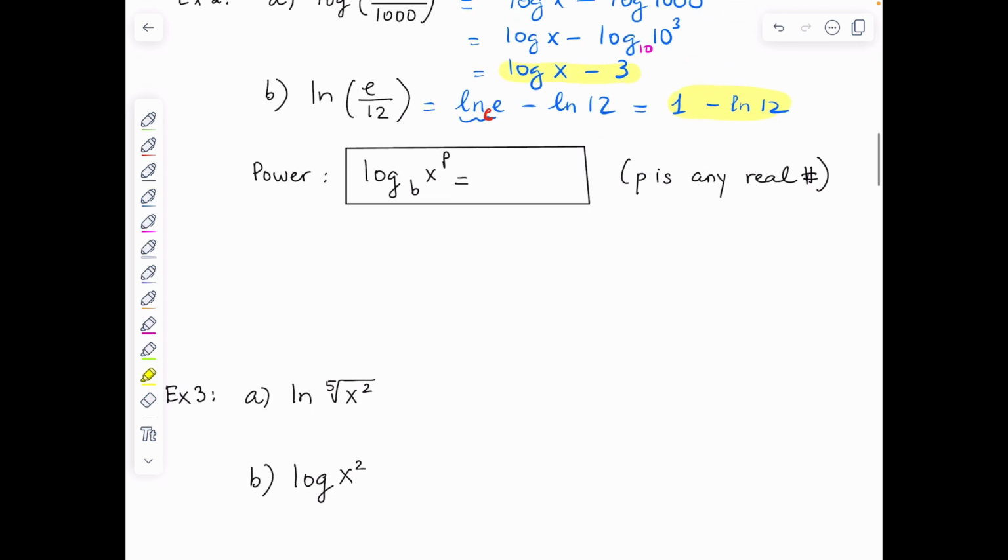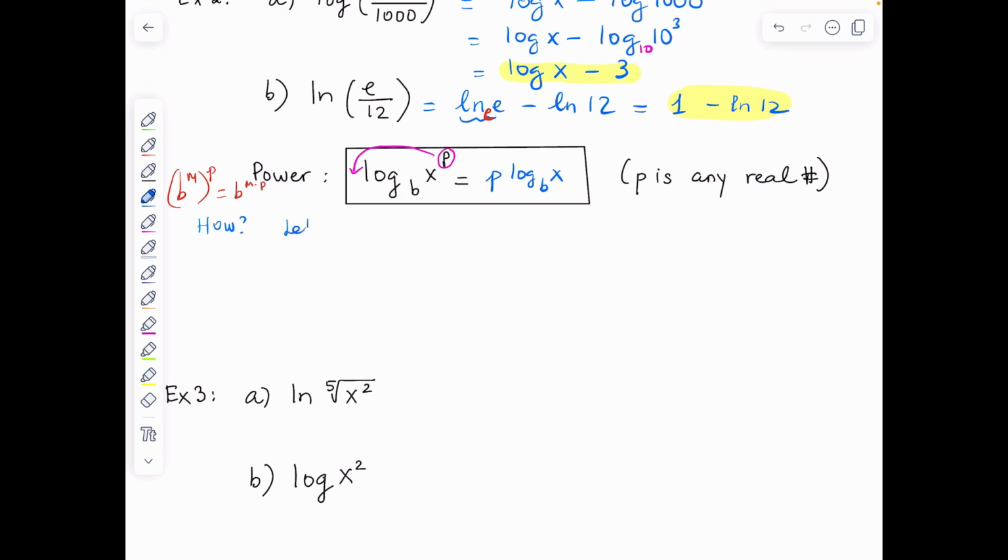Next, we have the power property. Log base b of x to the p will equal p times log base b of x. Think of it as if you have an exponent here on the input, then you can pull it to the front and times it by that log. So this has to do with the exponent property b to the m, and then to the p is equal to b to the m times p. So let's prove this formula.